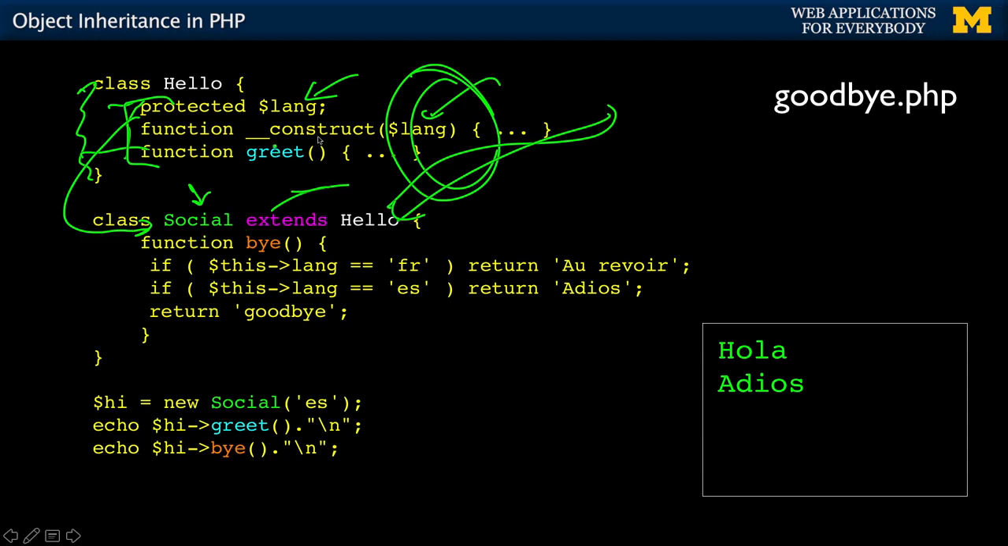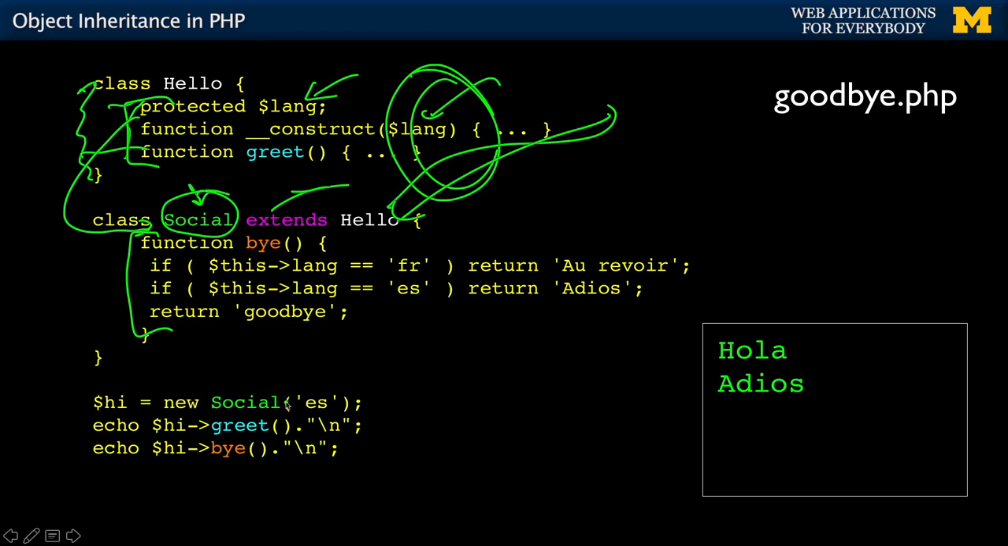So there's a $lang and there's an __construct, all this stuff. And now we can add a thing. We're going to add the bye function. And it's just another bit of code that looks at the current language, and away we go. So that we've made a new class. So we have two templates. We have a hello template and a social template.